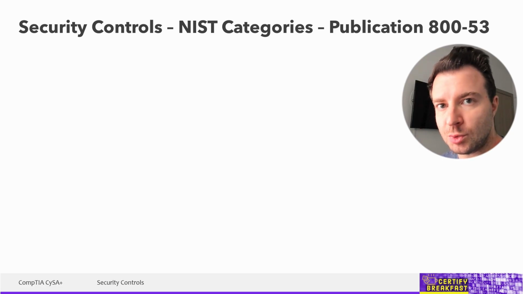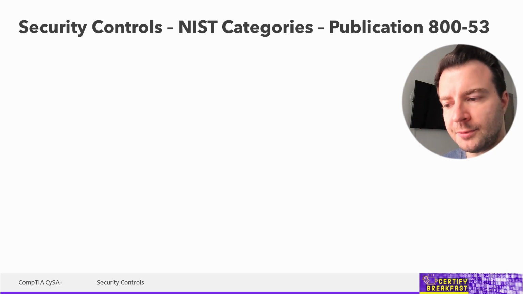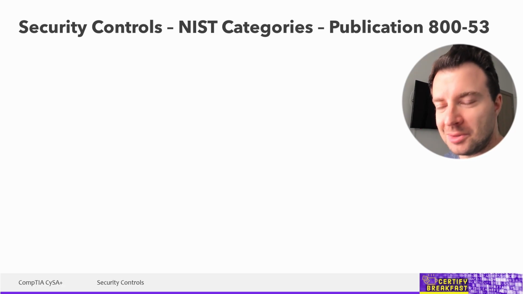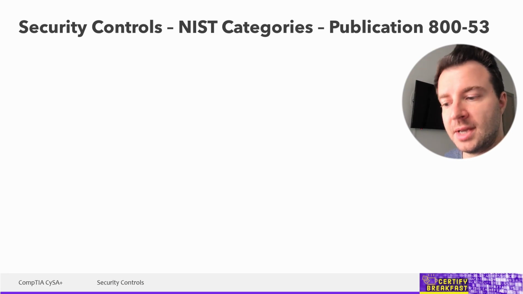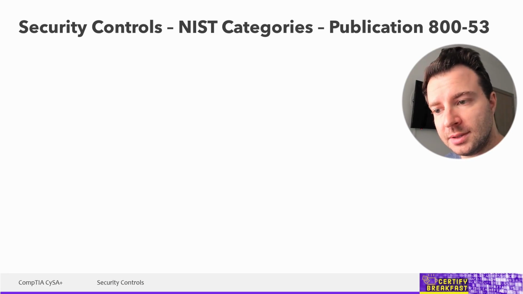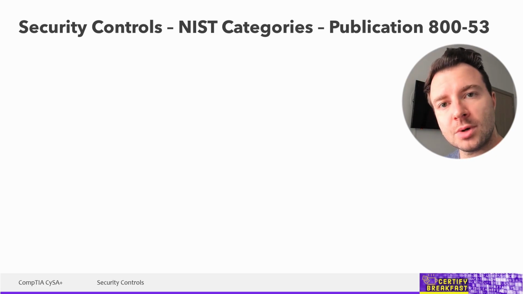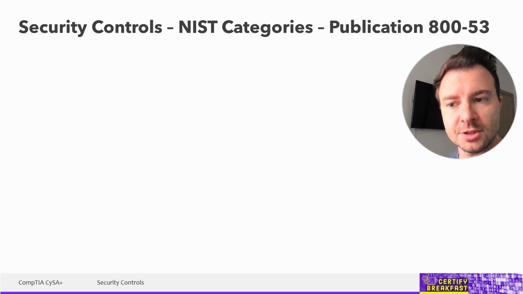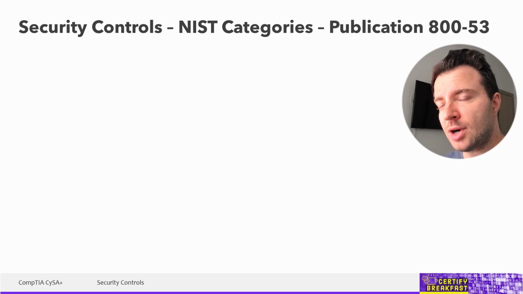This is what provides us with that defense in depth. And the first well-known and widely recognized way of categorizing security controls is the one defined by NIST, the National Institute of Standards and Technology. Actually, this type of categorization is described in Special Publication 800-53, probably the only publication that you really need to remember for the exam.